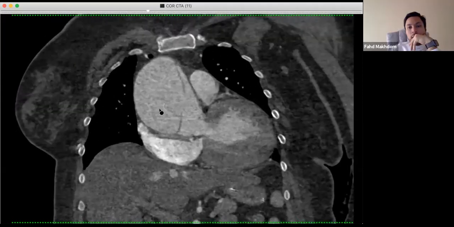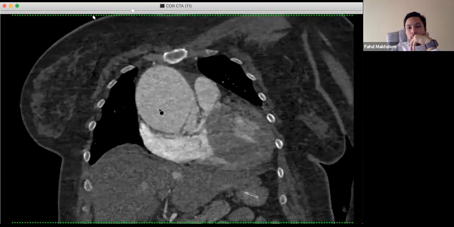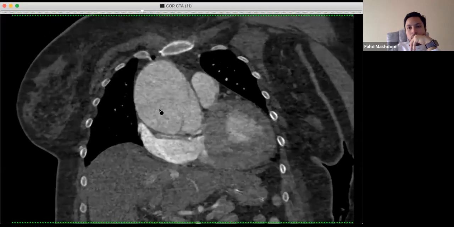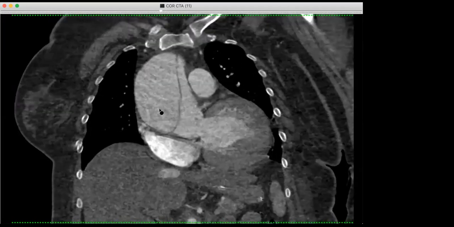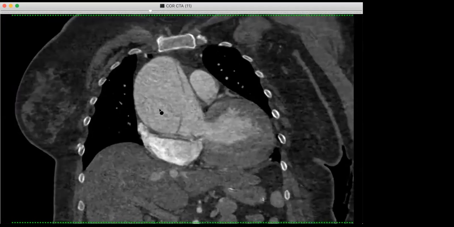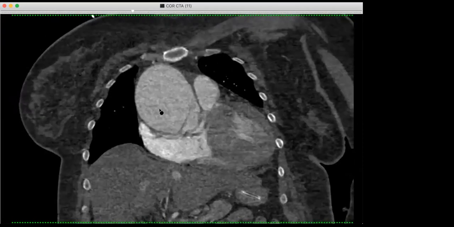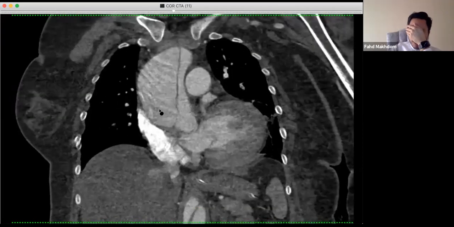You see it? Yes. I think it's above the right, the right. So. Okay. What else do you want to know on CT scan?